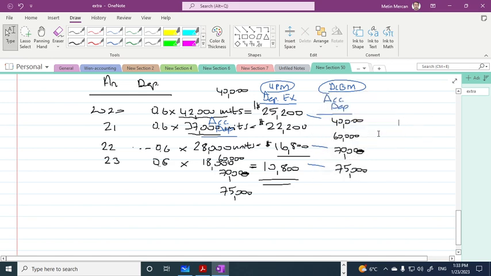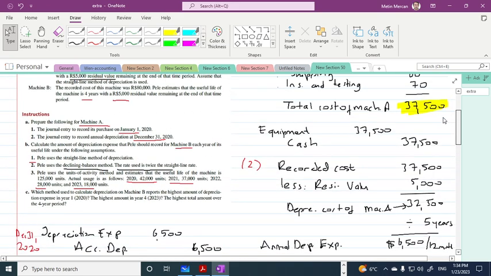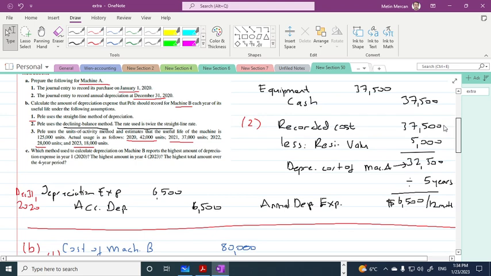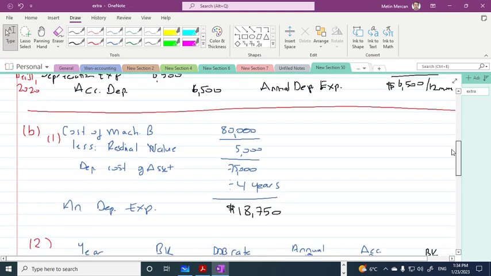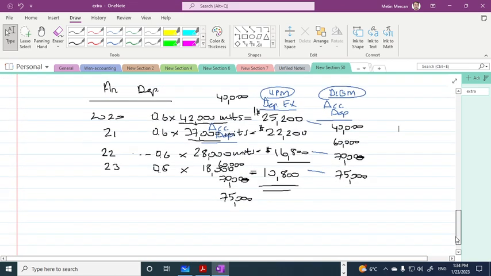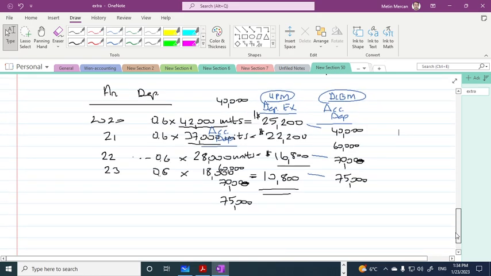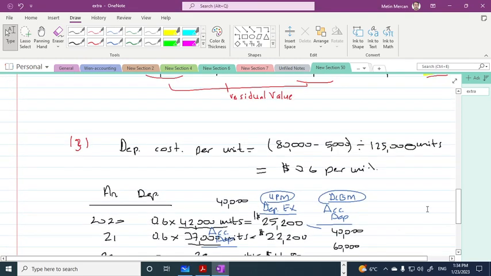Okay, so you see differences. Under the double declining balance method, the company reports the highest amount of depreciation expense in the first year, while the straight line method, as we did here, is fixed. It is like 6,500 fixed, which is the lowest one. In the first year, the straight line method reports the highest amount of depreciation expense, whilst the double declining balance method is reporting the lowest depreciation amounts.